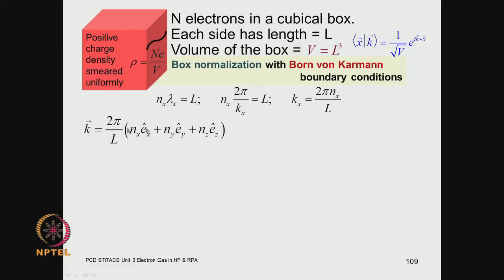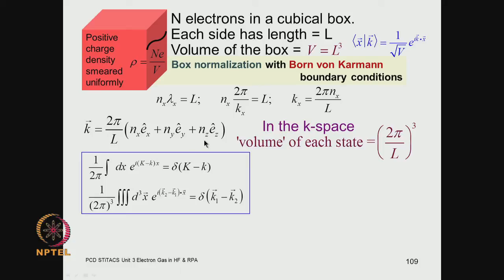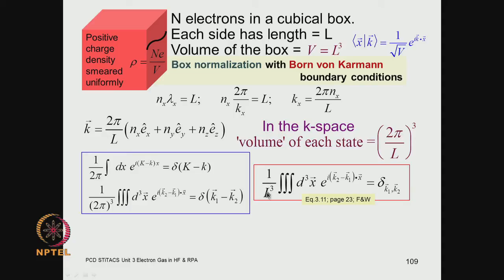So, this is the box normalization condition, and this immediately tells you that in the k space, if you go from one allowed state to another allowed state in that discrete spectrum, then the volume of each state will be 2 pi over L whole cube, because you go from one to the next simply by changing these nx, ny, nz by one integer value. That is the reason instead of this 1 over 2 pi cube over here, you have a 1 over L cube, which is the result that we are using.